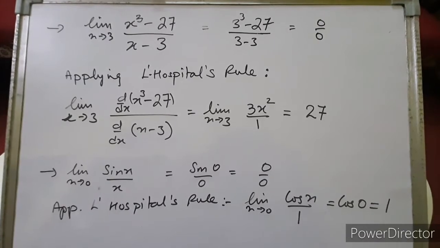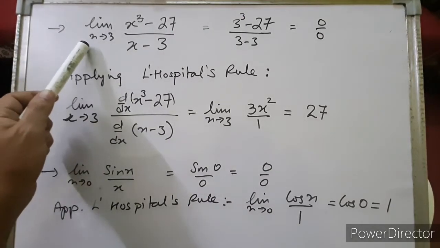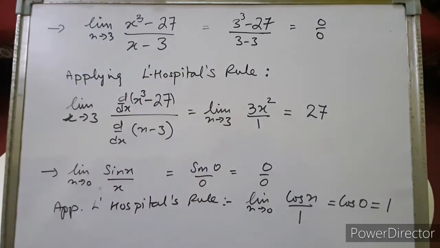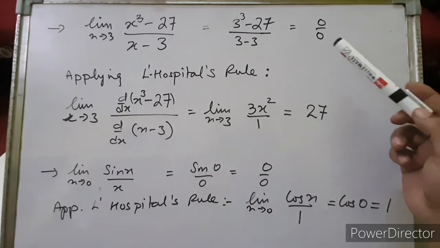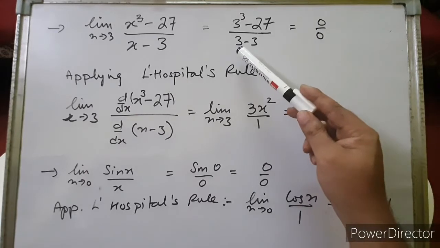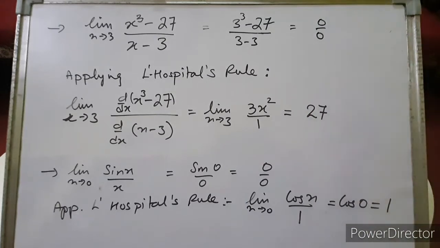Okay children, let's discuss a few sums so that we can understand how to obtain an indeterminate form and how to apply L'Hospital rule. Let's take a sum where the limit is given: limit x tends to 3 of (x cube minus 27) upon (x minus 3), right? If we substitute x as 3, we get (3 cube minus 27) upon (3 minus 3). See, 3 minus 3 will be 0. 3 cube is 27, so 27 minus 27 will be again 0. So what will we get? 0 upon 0 form, or indeterminate form, right children?